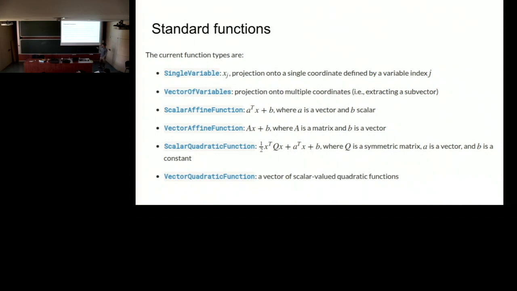And we have scalar valued quadratic functions and vector valued quadratic functions. This is the basic set of things that we can use to represent everything that we've been able to represent in JuMP so far.